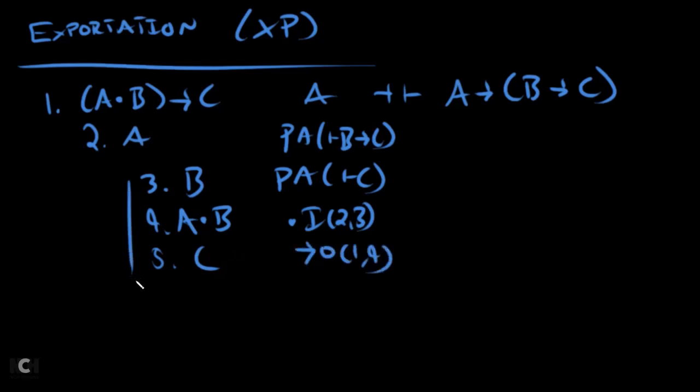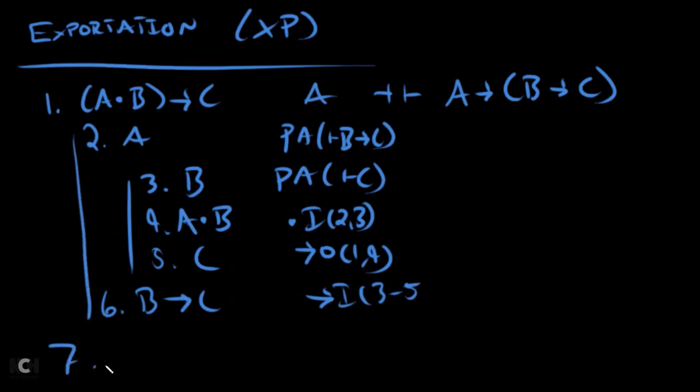And then we could say here, yep, if you've got B, then you can get C. And so we can zoom out and say, yep, if you got B, then you can get C. Arrow in 3 through 5. And then that allows us to also zoom out here and say, yeah, if you got A, you can totally get B arrow C.